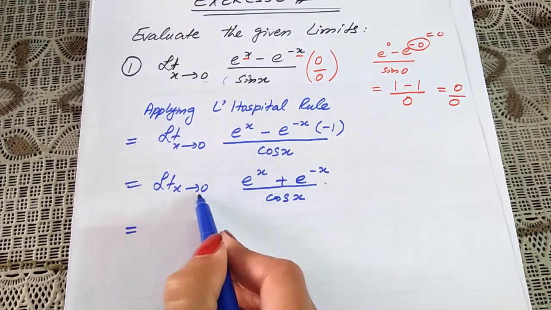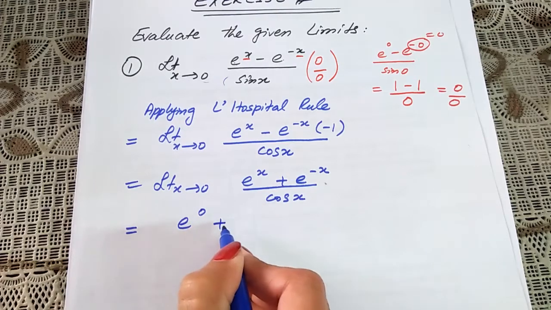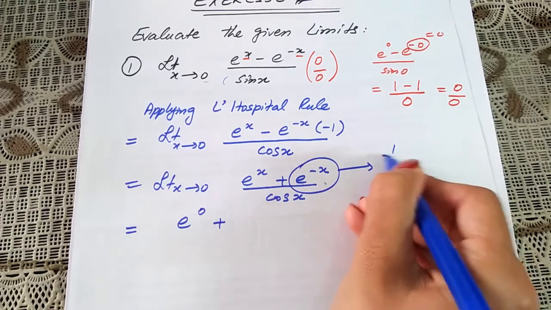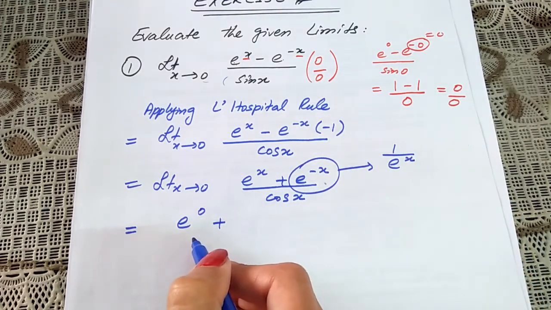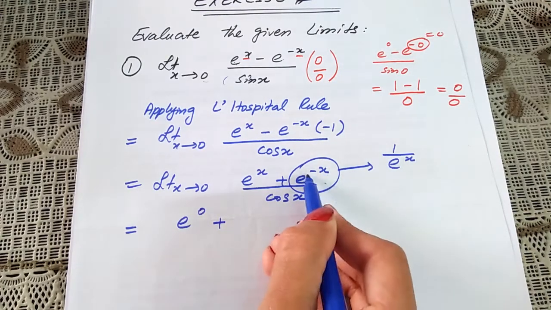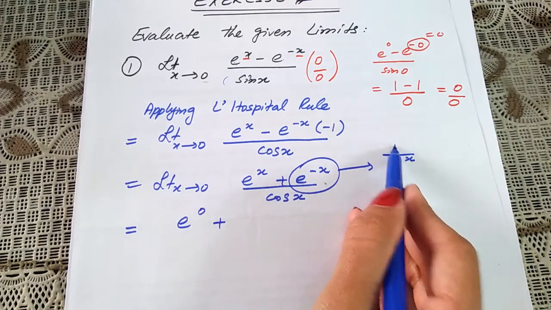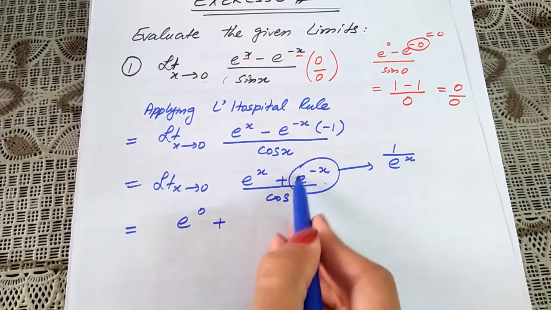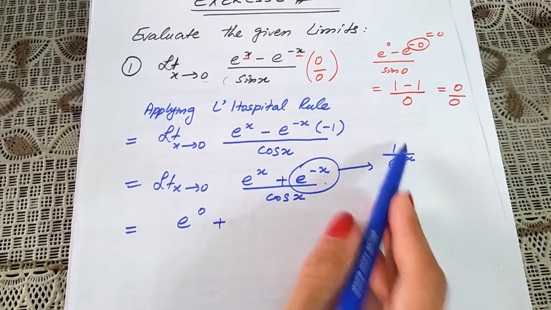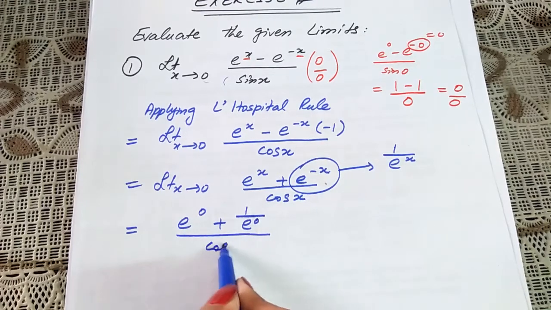Just substitute 0 in place of x. We will get e raised to power 0 plus, here we have e raised to power minus x. This can be written as 1 over e raised to power x. This is a negative power. We can make this negative power positive by taking the reciprocal of it, so it becomes 1 over e raised to power x. So here we will get 1 over e raised to power 0 over cos of 0.